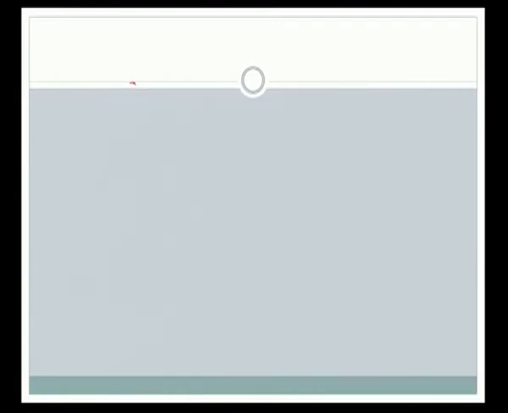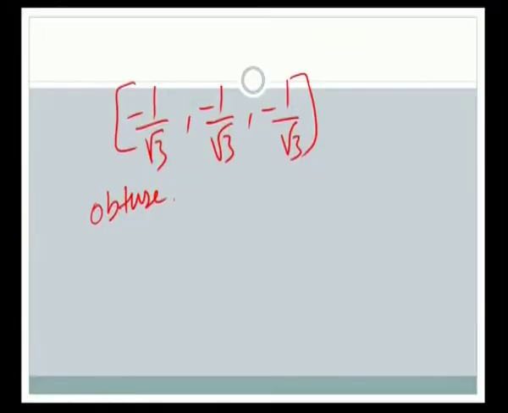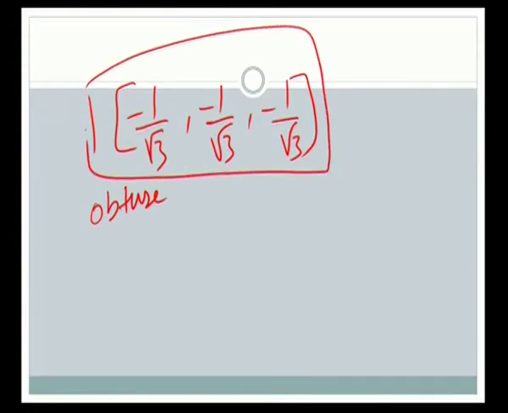The next one will be minus 1 by root 3, minus 1 by root 3, minus 1 by root 3. Here this directional cosine is obtained by taking the obtuse angle. So with the obtuse angle, the directional cosine of the required line will be this one. So from this problem, what you learnt is how to find the directional cosine if the line makes an equal angle with all the three coordinate axes.